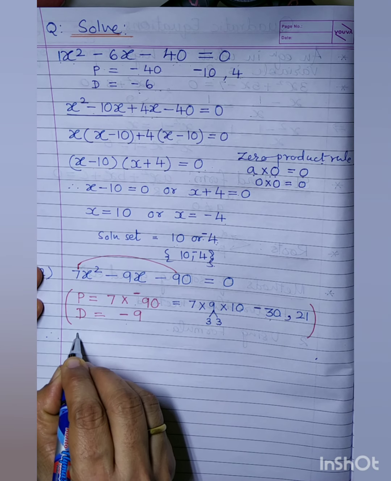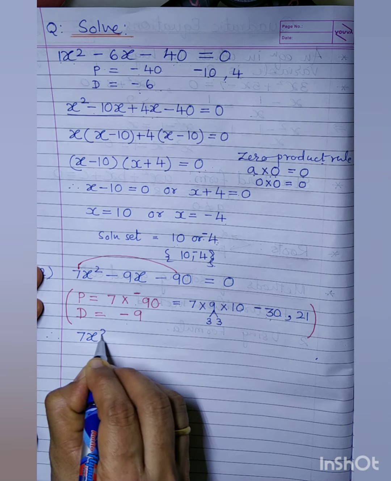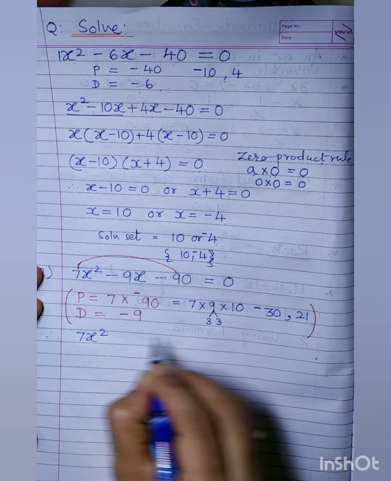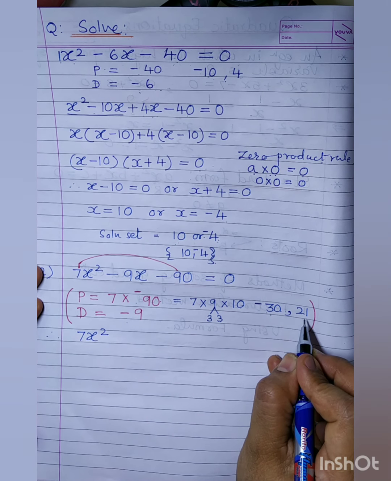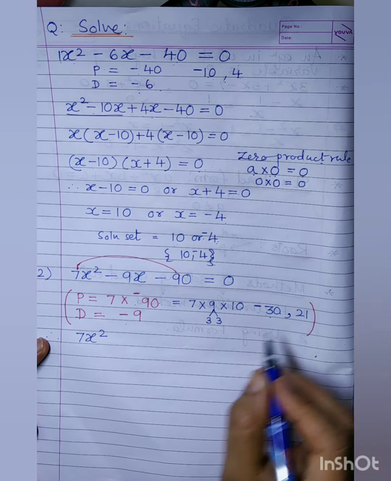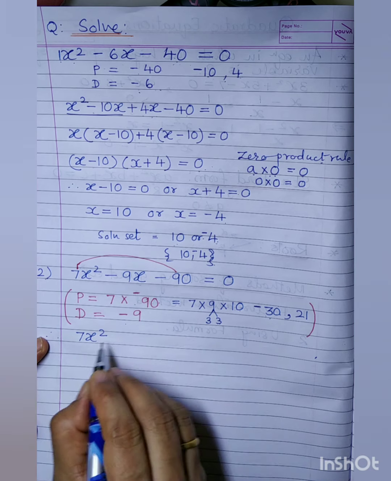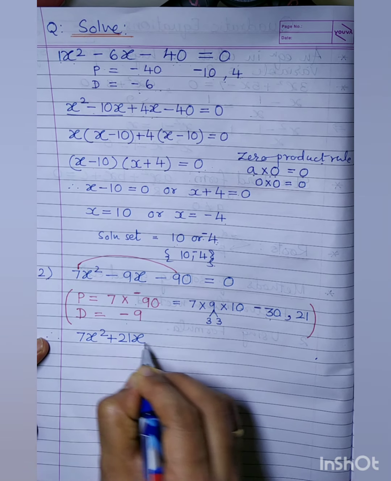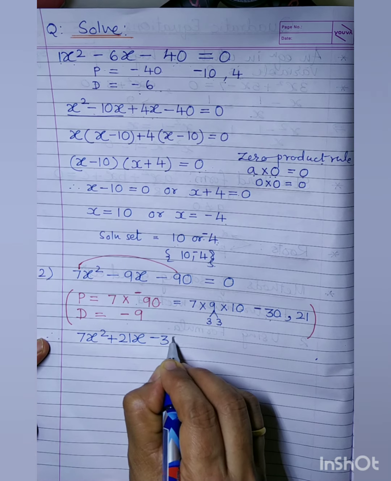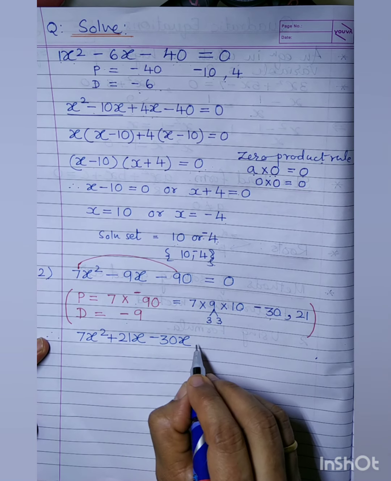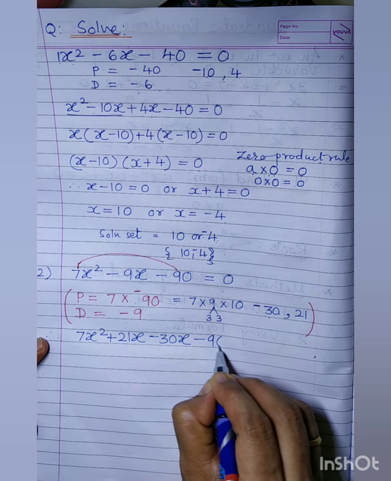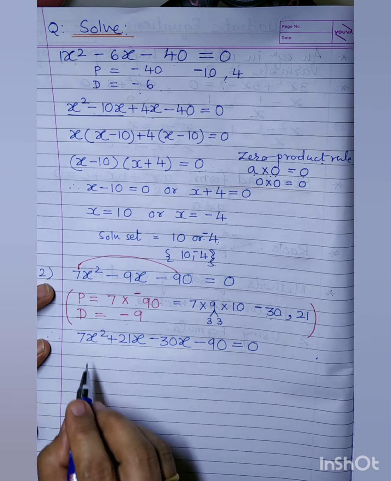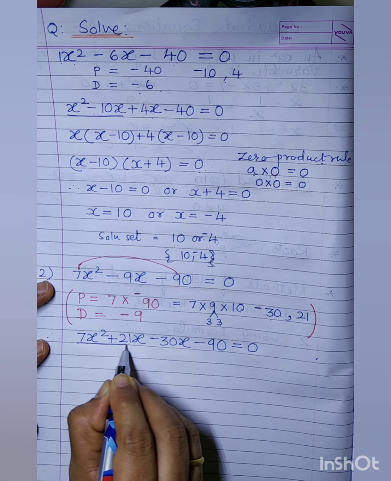Okay, coming to the point, 7x square minus 9x, in place of that what I am going to write here is minus 30x plus 21x. One more smart thing we can do here, 7 immediately you can pair with 21, right? So write here plus 21x minus 30x. Hope you have understood what I have done here. Minus 90 is equal to 0. We always, constantly I am telling you one thing, we just try to simplify our work.